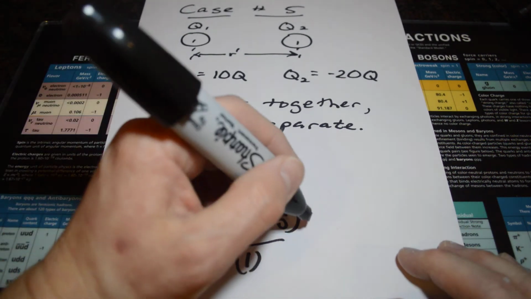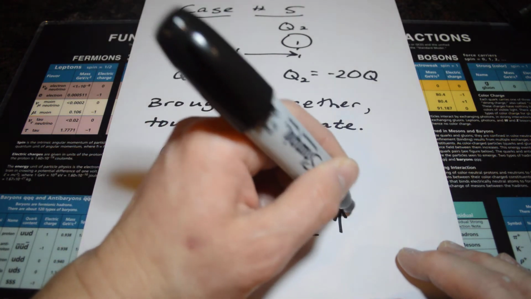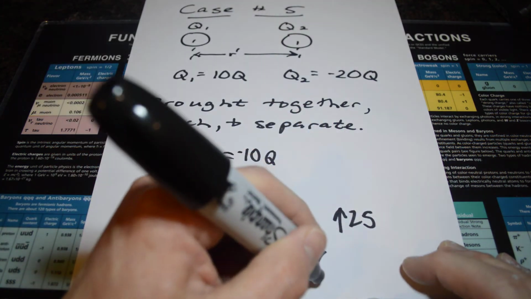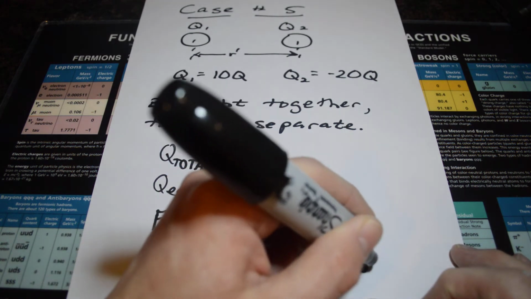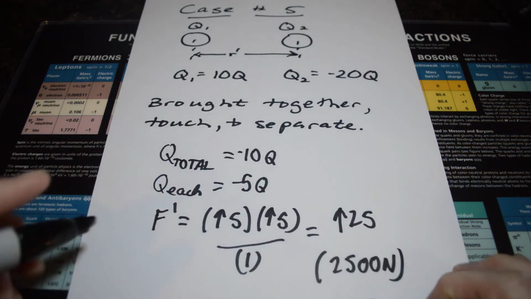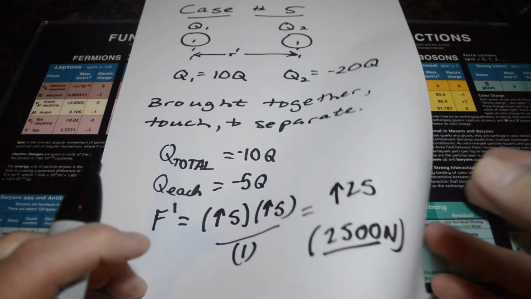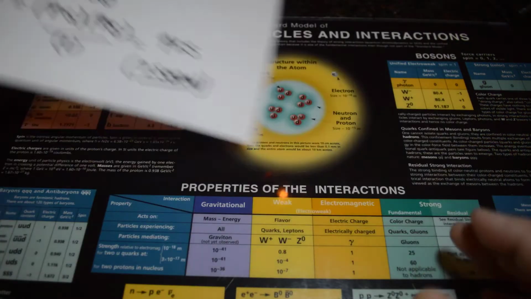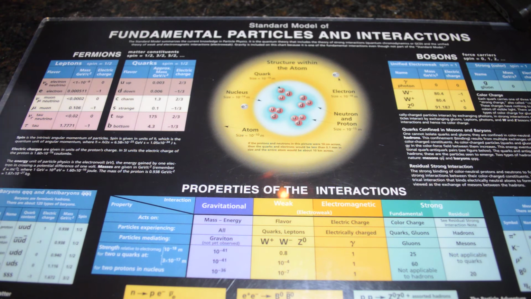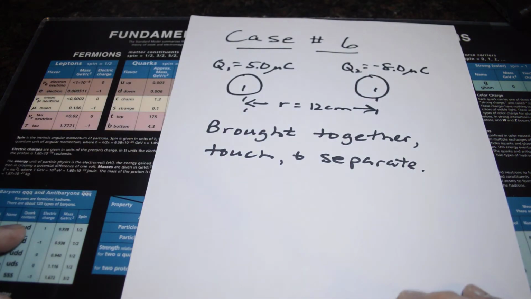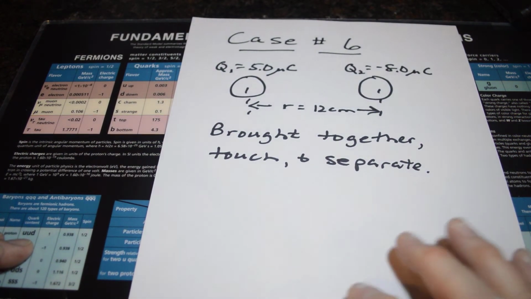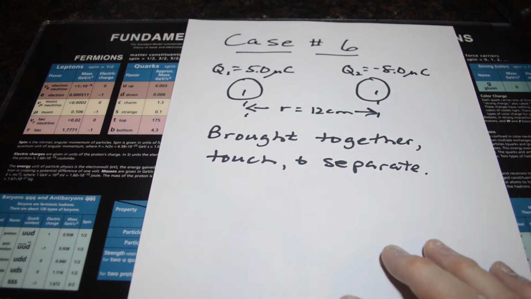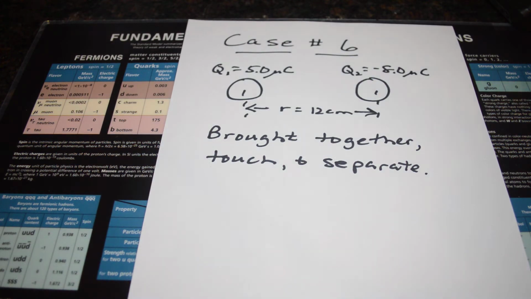So if that's the case, then I think it's going to be increased by a factor of 25, which means your answer should be 25 times 100 or 2,500 newtons. So the answer to case 5 would be 2,500. Then the last one, when you do that, it's actually giving you numbers for the charges. 5 microcoulombs, negative 8 microcoulombs. Bring them together, touch them, and separate them and see what we got.